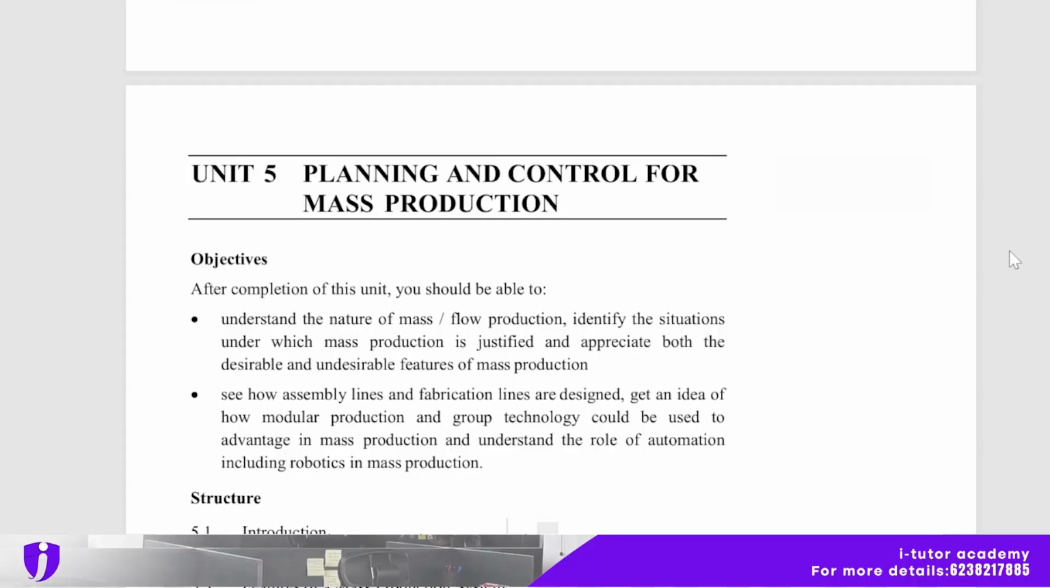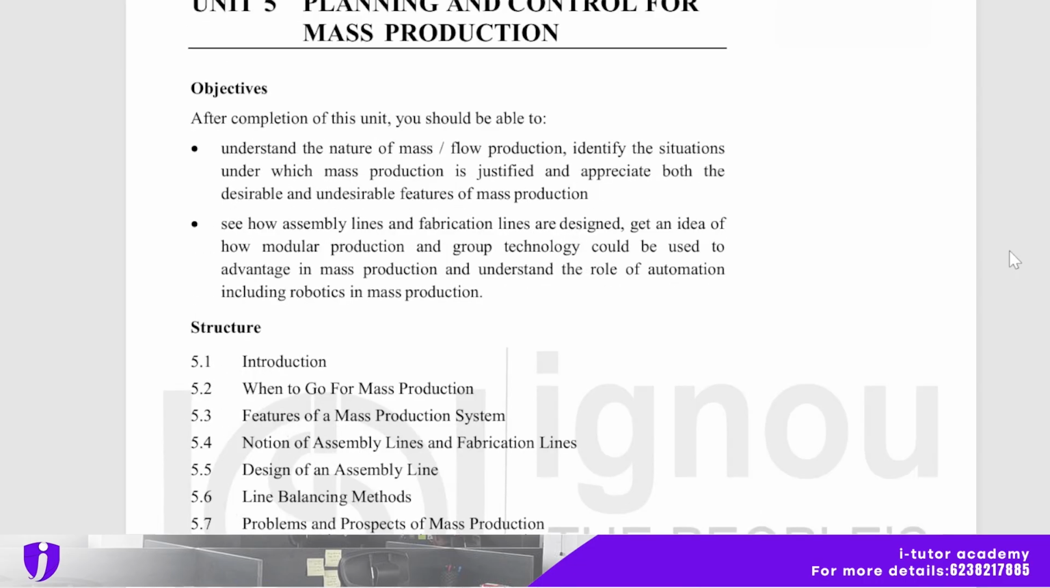In today's session, we will start with Unit 5 of MMPC 009, that is Planning and Control for Mass Production. So, what are the objectives of this chapter? After completion of this unit, you should be able to understand the nature of mass flow production, identify the situations under which mass production is justified, appreciate both the desirable and undesirable features of mass production, and see how assembly lines and fabrication lines are designed.